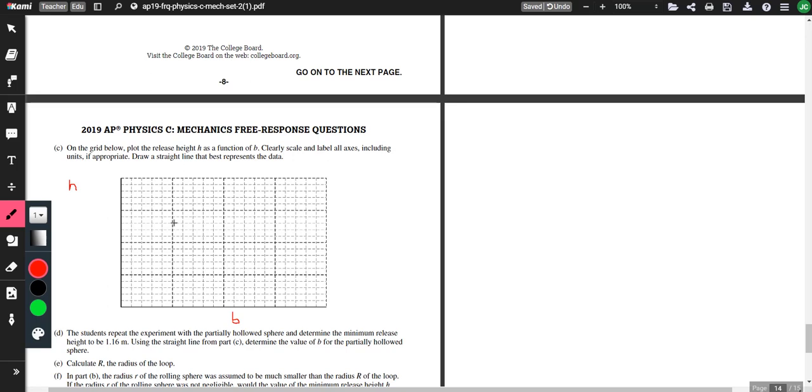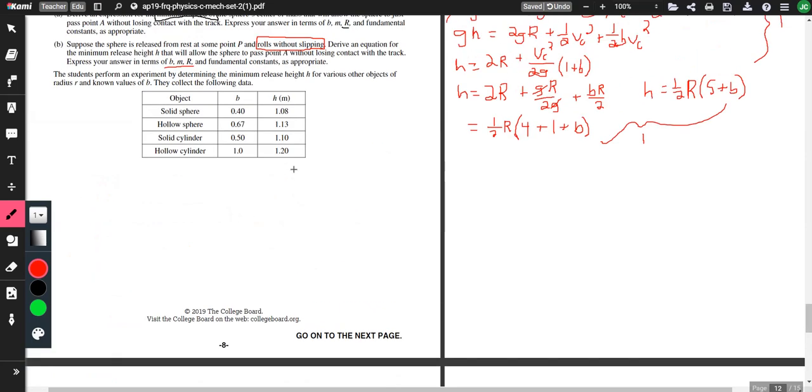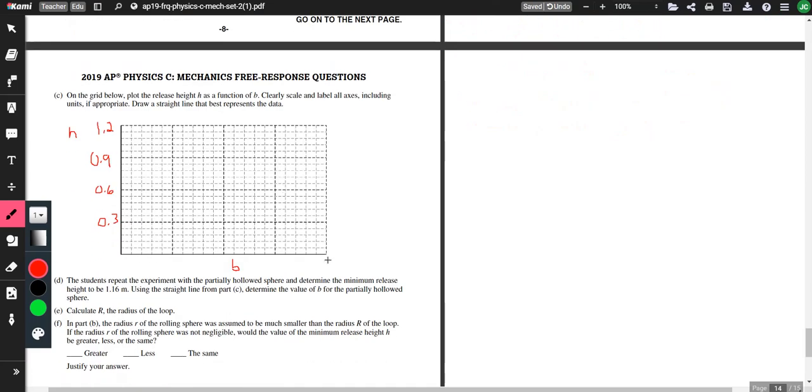So what I'm going to do is every one of these lines is 0.3. That should do it. 0.3, 0.6, 0.9, and 1.2, because my max height is 1.2. This has to go up to 1, so that should be pretty easy. 1, 0.5, 0.25, 0.75.